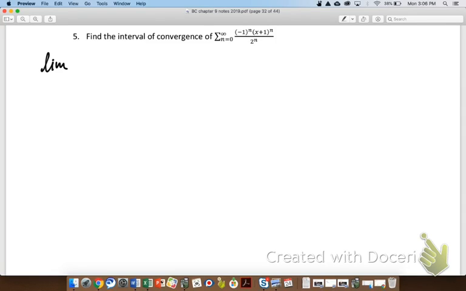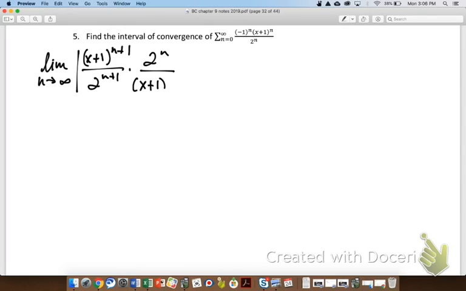I'm going to start my ratio test here. So that's where I'd start. We're looking for an interval of convergence, so we want our ratio test to be less than 1.